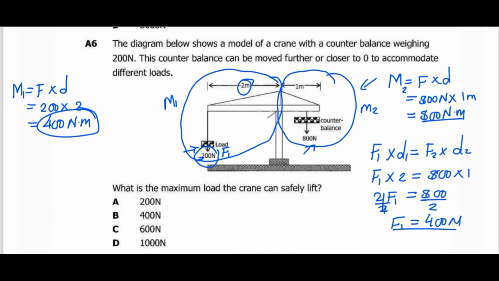So if here we have 400 newtons, then this counterbalance will balance. Why? If we multiply 400 times 2, it gives us a moment of 800. Even here we have 800. So we can see that now the system is balanced. So the answer here is just B.